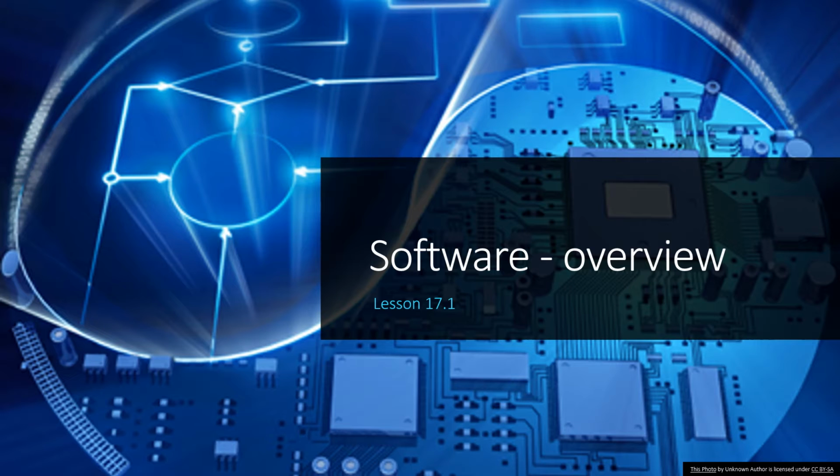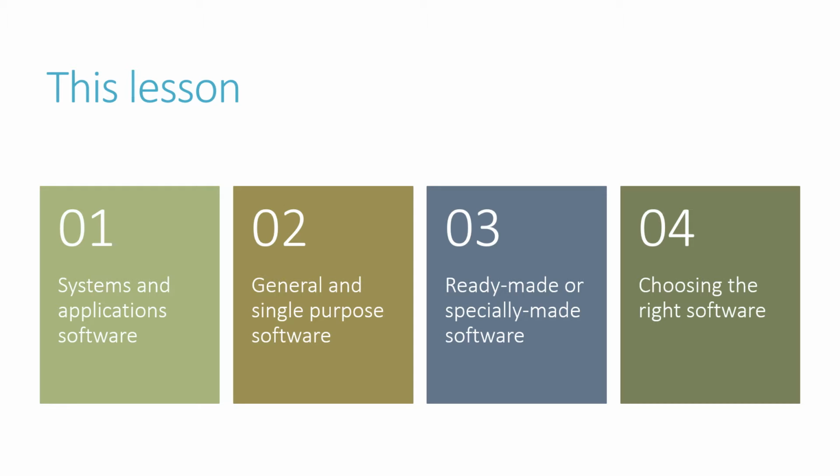In this lesson we're just going to review the different types of software that are available. We're going to look at the different categories of software, including the difference between systems and application software, the difference between general or generic and single-purpose software, the difference between software that's ready-made or specially made for you, and how to choose the right software between all these different categories that are available.